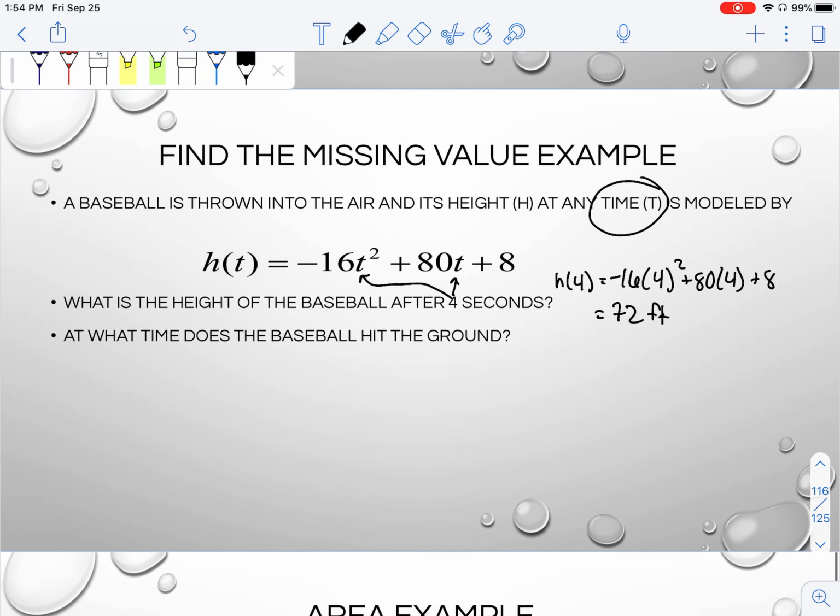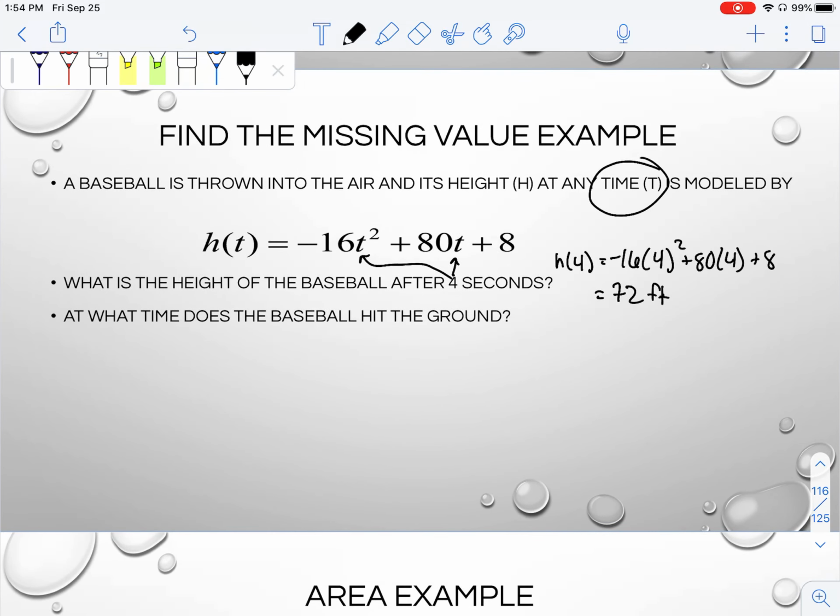And then the last question is, when does the baseball hit the ground? So we are looking for how high it is when it hits the ground. Well, how high is it when it hits the ground? It's 0 feet, inches, whatever unit of measurement. It's at 0. It's on the ground, which means y is 0. You need to solve for x. That's the definition of x-intercepts. So we set our height equal to 0, and then we solve for x. In this case, we're solving for t.